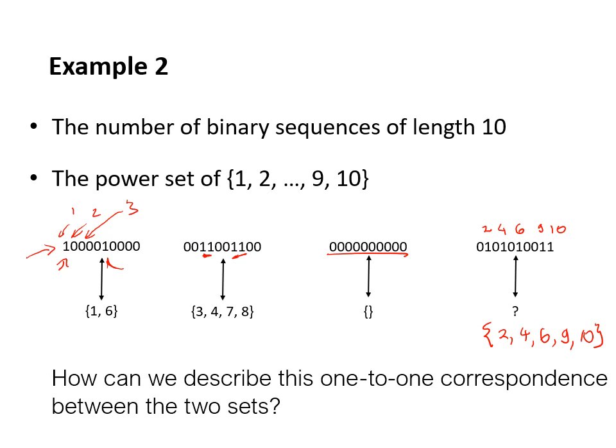Okay. So then it's easy to calculate the number of sets in the power set. It's going to be equal to 2 to the power of the number of elements in the set, so 2 to the power of 10.